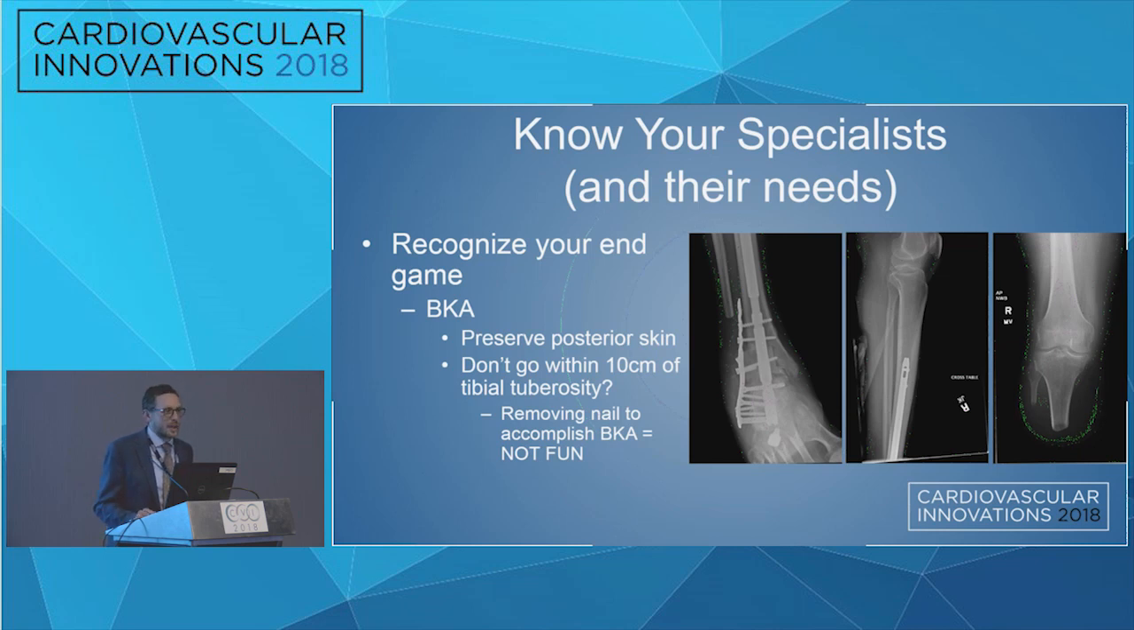So knowing what your other specialist needs. You want to preserve the posterior flap of the leg. You try not to violate that. And if possible, you try and stay away from 10 centimeters from the tibial tuberosity, because that seems to give people a good functional working length for a below-the-knee amputation. You start going right up in their tibial tuberosity and you worry about infected bone up there, they might not really have a good outcome. And nobody who's coming in after you is going to be very happy if they say that they have to remove an intramedullary nail or call you in there to remove an intramedullary nail just so that they can do a BKA on top of you.